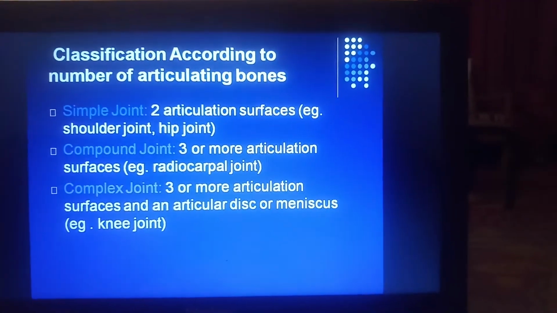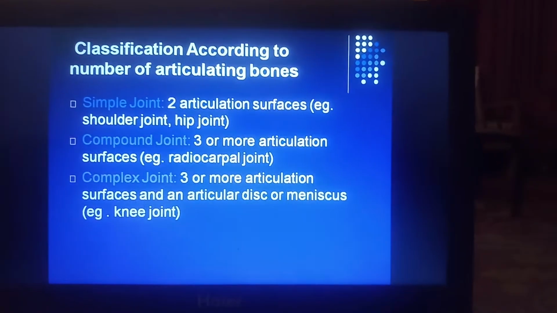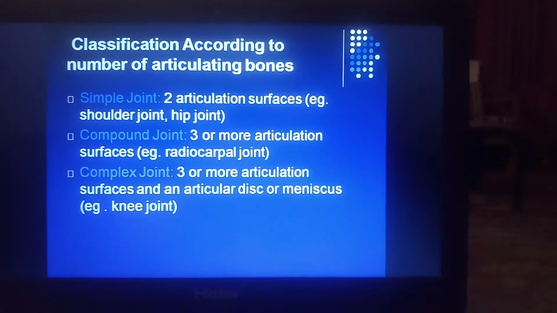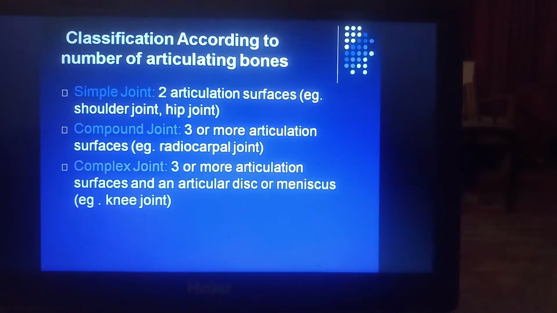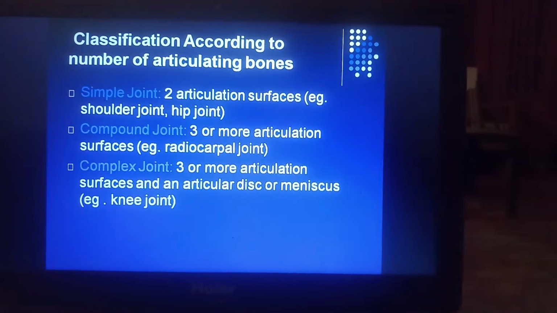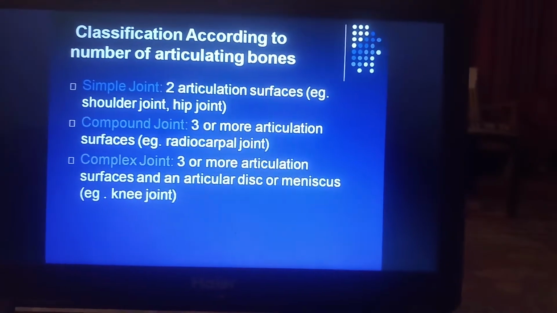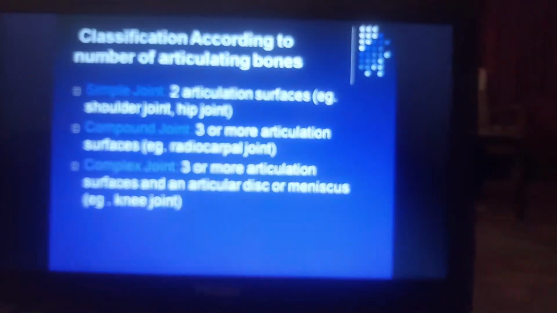Now we will classify joints according to the number of articulating bones. According to the number of articulating bones, the joints can be categorized into three types: simple joints, compound joints, and complex joints. Simple joints have two articulating surfaces, and the examples are very simple: the shoulder joint and the hip joint.